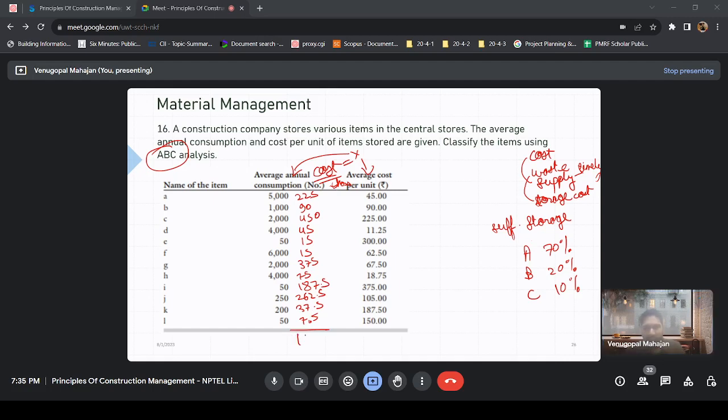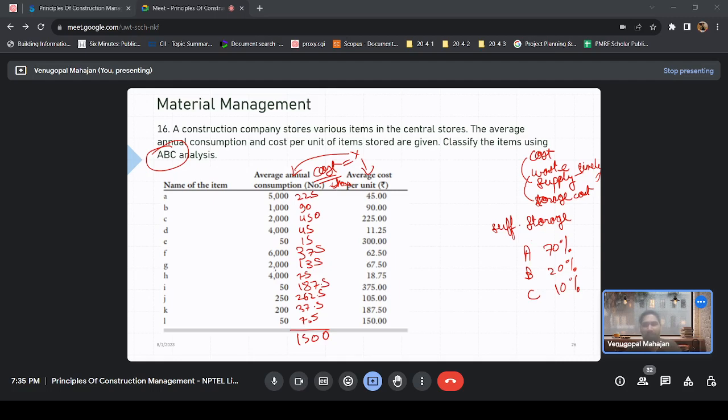1500. Okay, so we have the total cost now. Which items should be more important? Sir, item G should be 135. Yeah, 67.5 into 2, 135. Okay. F should be 375. Yes, F is 375.